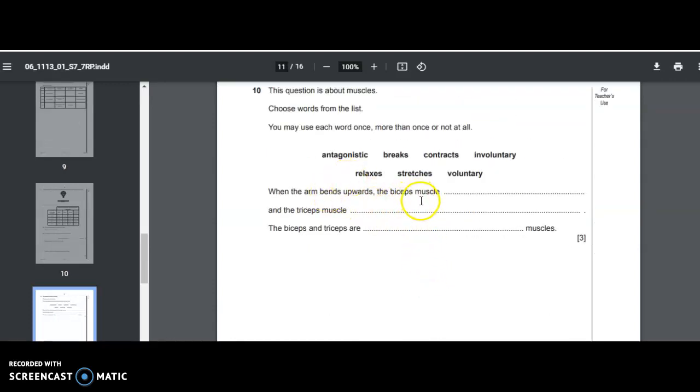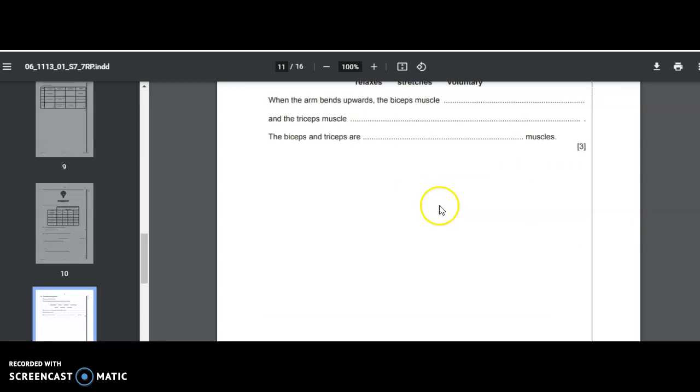Remember, antagonistic muscles, they must work together. There's two muscles. If one is contracting, one must relax. Your arm, when you're bending your arm to your face, your bicep is contracting, it's getting smaller, and your tricep is getting longer, so it is relaxing.